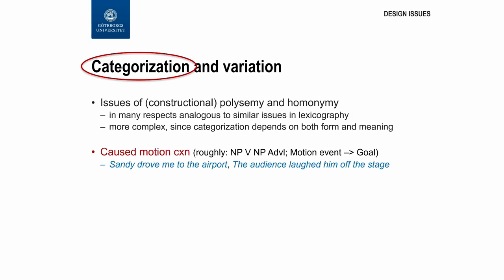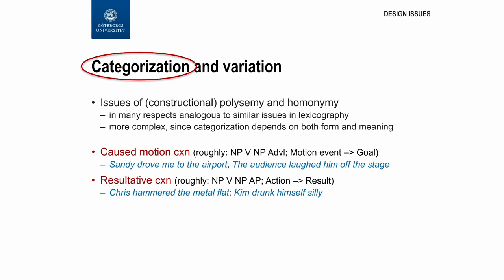So here's one example. You have the caused motion construction I showed you before. Sandmi drove me to the airport and the audience laughed him off the stage. A motion event towards the goal. And you have a resultative construction like Chris hammered the metal flat, Kim drank himself silly. We have an action leading to a result. But a result is a kind of goal, so they are closely related.